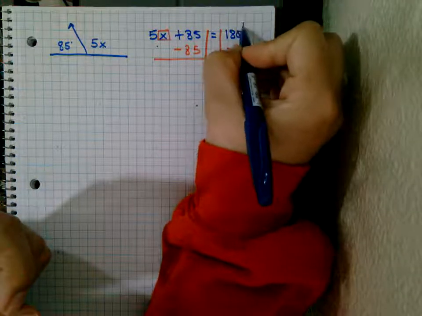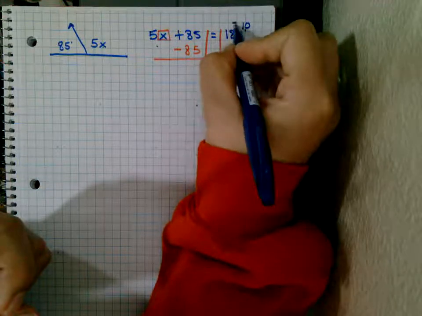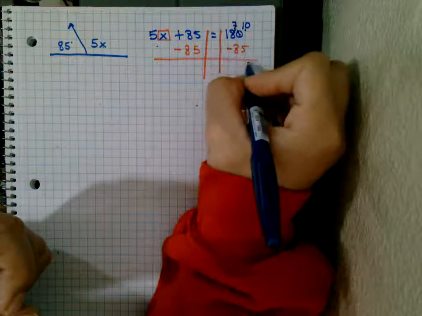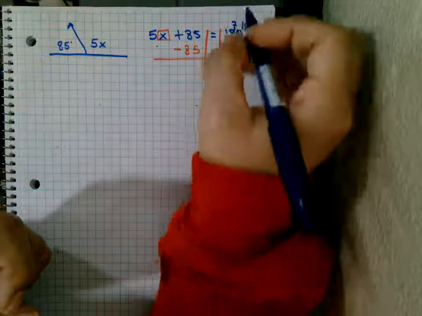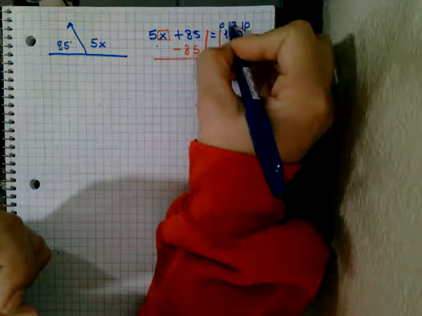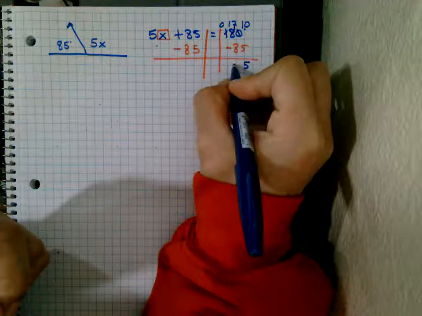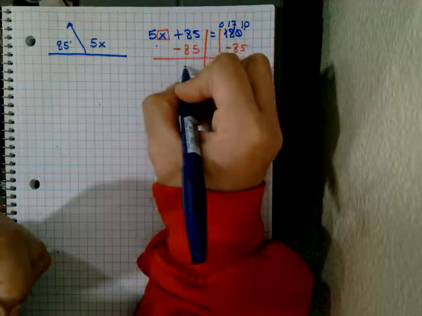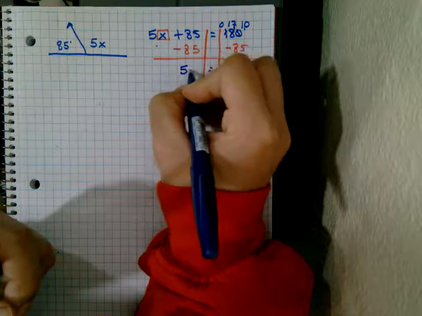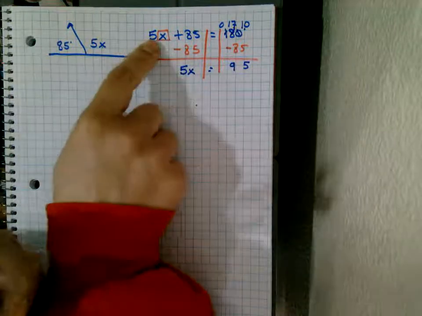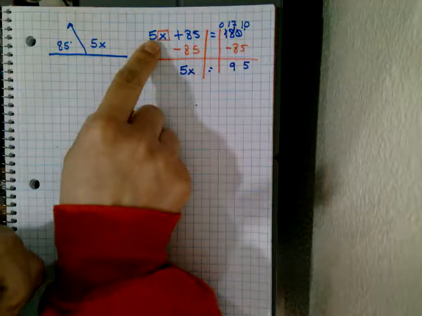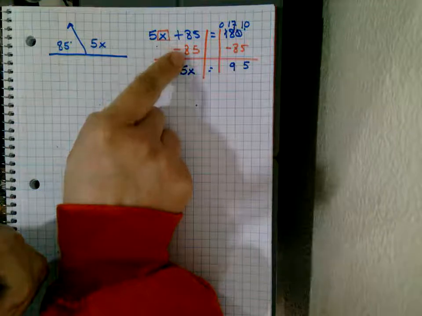So we're going to do 10, 7. 10 minus 5 is 5. 7 minus 8 I can't do, so this becomes a 0. That becomes a 17. 17 minus 8 is 9. Equals, now it doesn't equal just x, it equals 5x, right? Because this is like a level 2 problem, which involves 2 steps to solve it. This is my first step.